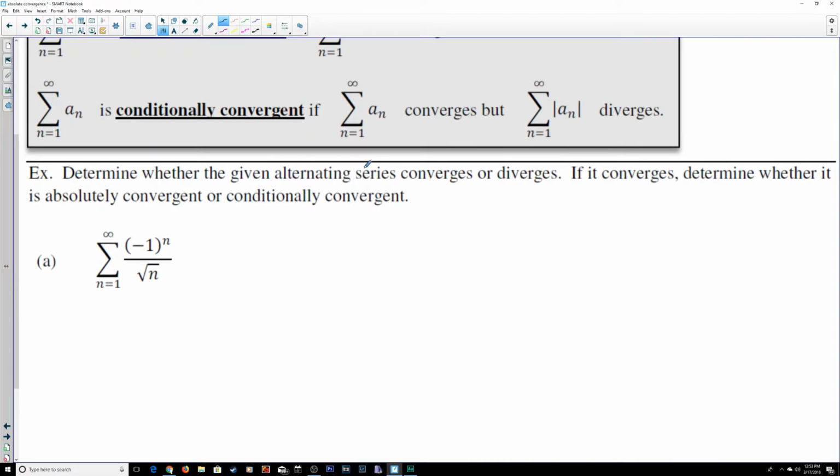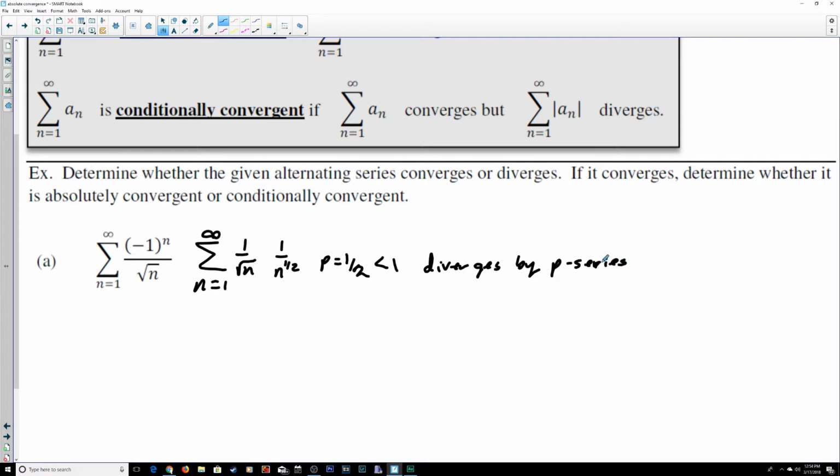Example: determine whether the given alternating series converges or diverges. If it converges, determine whether it is absolutely convergent or just conditionally convergent. So let's take the absolute value of a sub n. We have n equals 1 to infinity. This just becomes 1 over the square root of n if we take the absolute value of a sub n. This is the same as 1 over n to the 1/2, where p is 1/2, which is less than 1. So this diverges by the p-series test. And so this series does not converge absolutely.